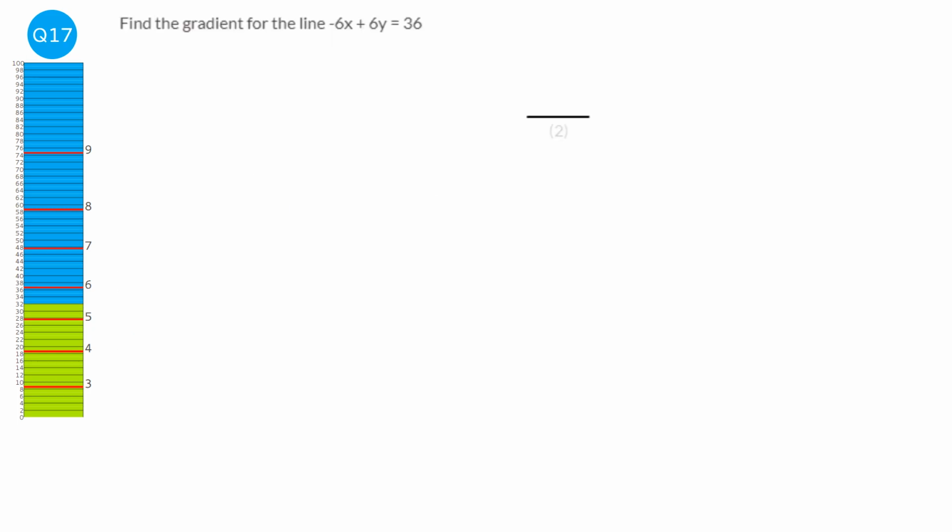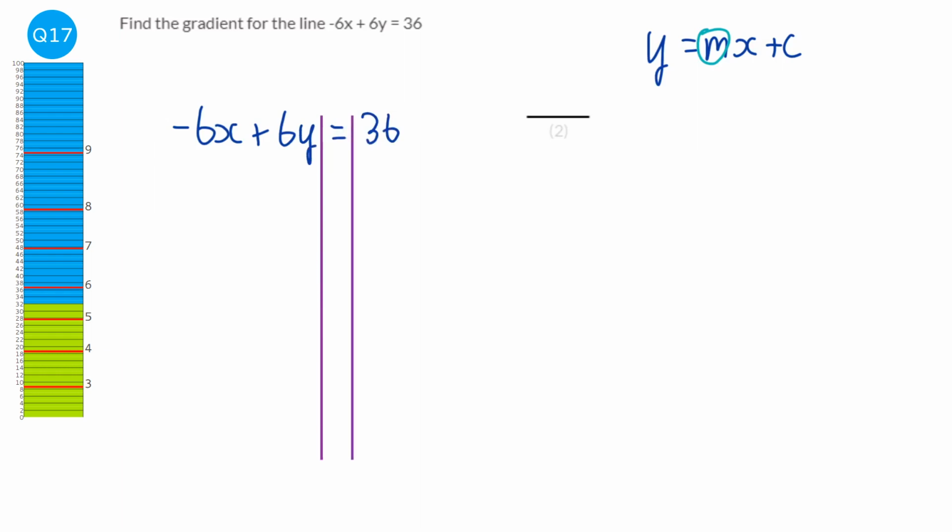So to find the gradient, we need the formula, or the equation, in the form y equals mx plus c. And the m there will give us what the gradient is. So we're just going to be rearranging this equation. And so I'll get my lines in. So the first thing I'm going to do is get rid of the x's from the left hand side, and we can do that by adding 6x both sides.